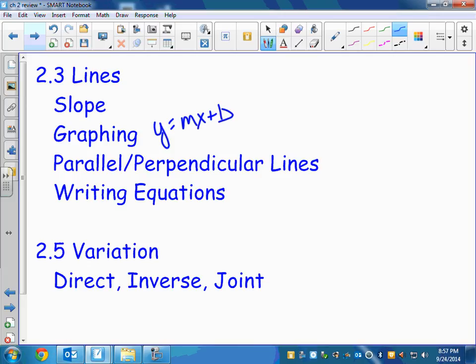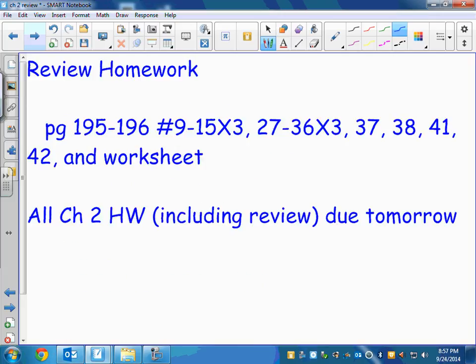All right, so tomorrow you're going to turn in all your homework for Chapter 2. So from 2-2, 2-3, 2-5, and this review. And then you're going to take a quiz, which is really nice because you're not going to have any homework for Friday. So here's your review homework.